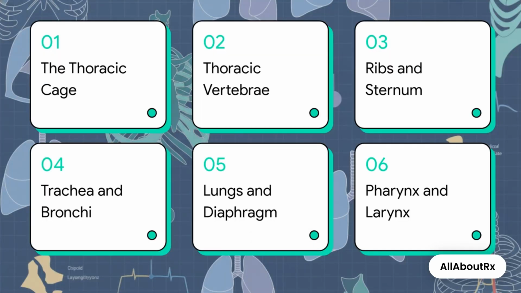To keep things super efficient, here's our roadmap. We're hitting the thoracic cage, the thoracic vertebrae, ribs and sternum, the trachea and bronchi, lungs and diaphragm, and finally, wrapping up with the pharynx and larynx.